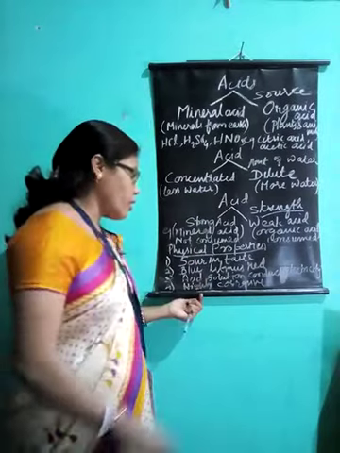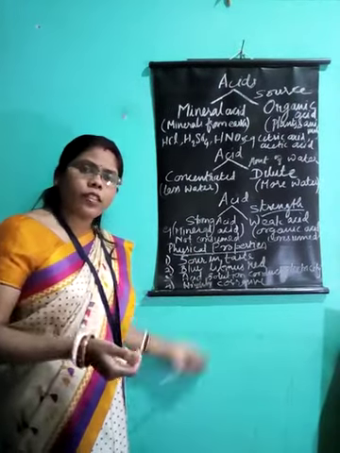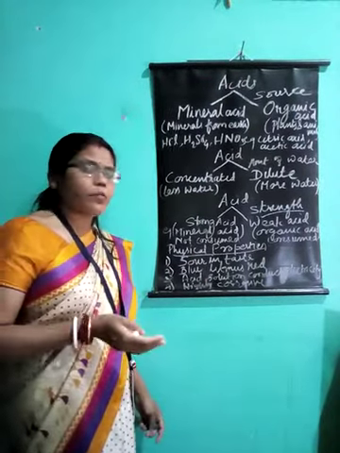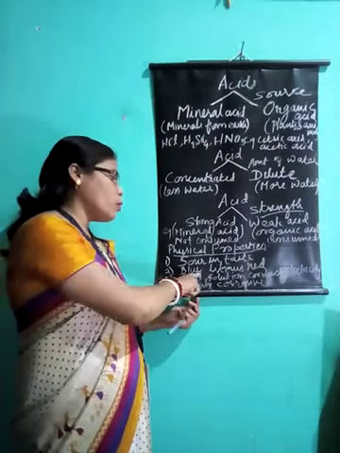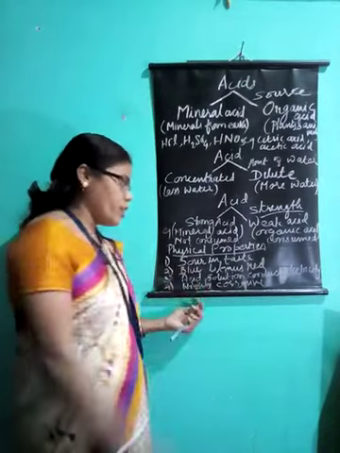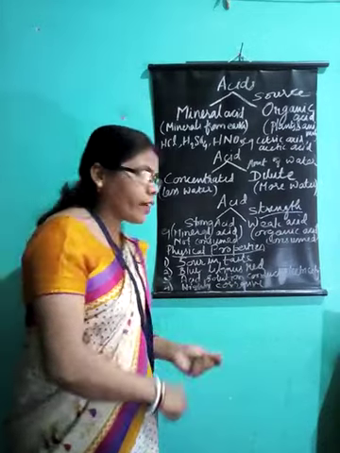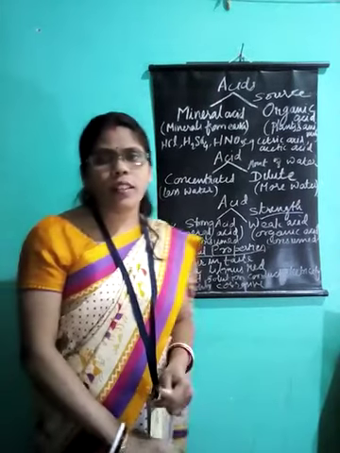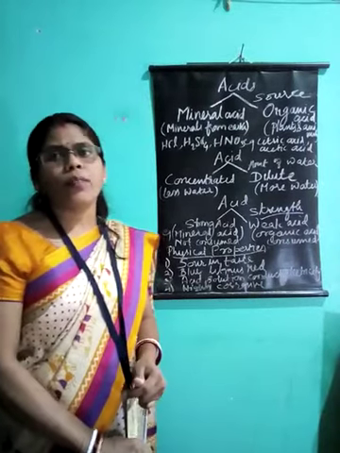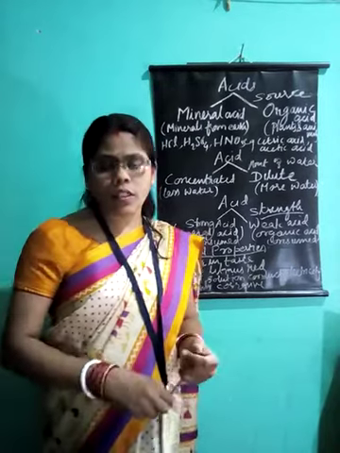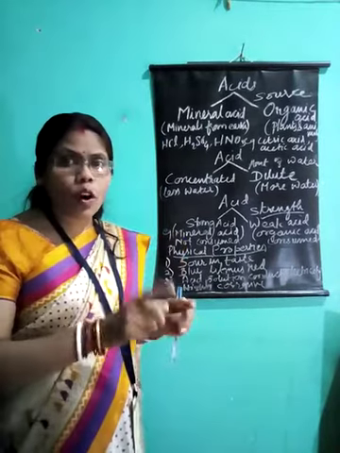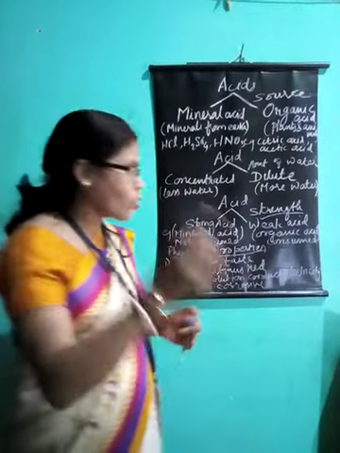So acids are sour in taste. We have also seen how they test with litmus paper. Blue litmus paper turns red for acids. Acid solutions conduct electricity. Acid in aqueous or solution form can conduct electricity. How do they conduct electricity? Because they have free ions. How are they having free ions?